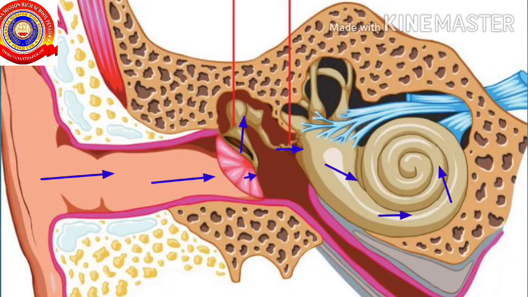This vibration further causes the movement of fluid inside the cochlea. As a result, sensory hair cells of the organ of Corti of the cochlea are stimulated and impulses are formed. These impulses reach the cerebrum through the auditory nerve, and as a result, hearing is effected.